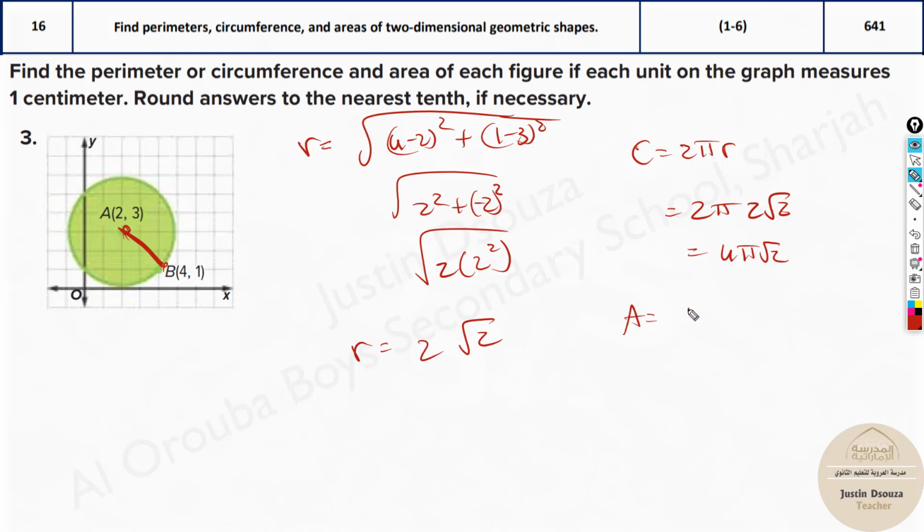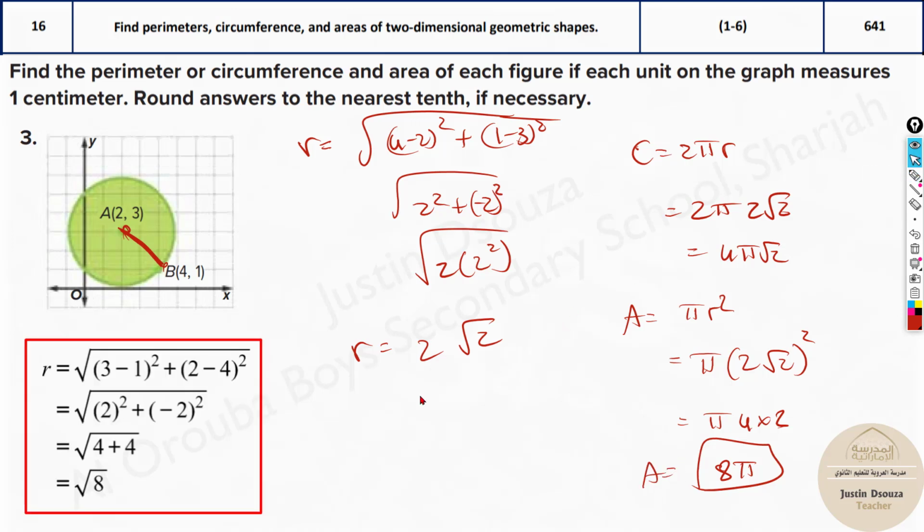And what about the area? Area is pi r squared. So you basically have to square 2 root 2, the whole squared, and over here will be pi. Square of 2 is 4. And over here we will have root 2 times root 2, it's 2. So it will be 8 pi. This would be the area of the circle. So this is how we can easily solve it.